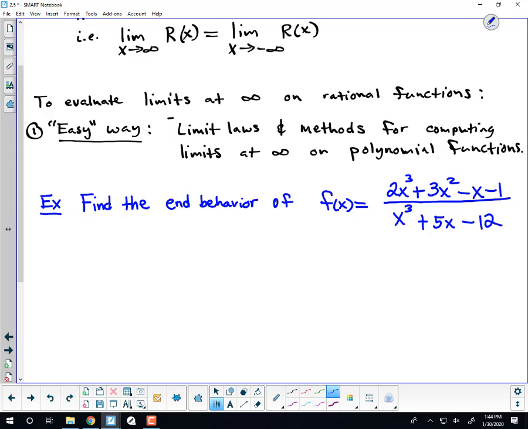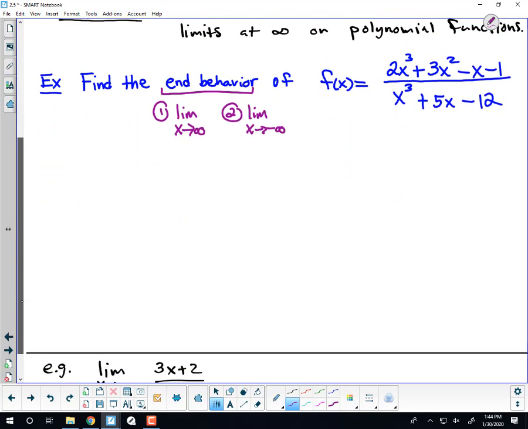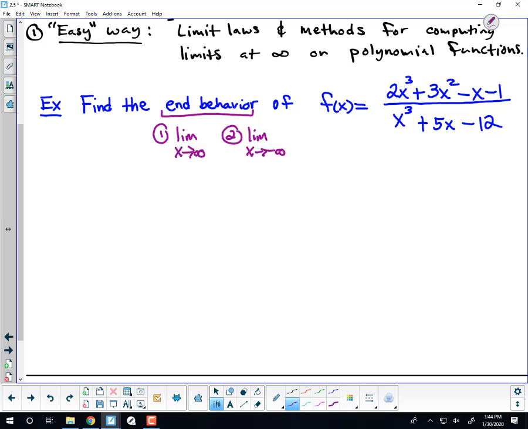All right, so we'll try to use these things interchangeably, but when we see this, find the end behavior, what we're looking at is two limits. One at positive infinity, the other at negative infinity. So the limit, we'll do one here. The limit as x approaches infinity on our given function.